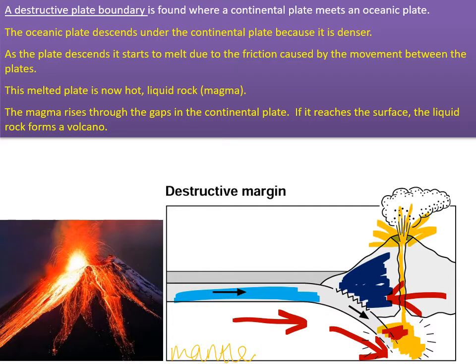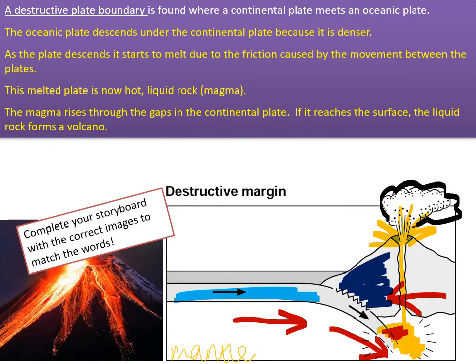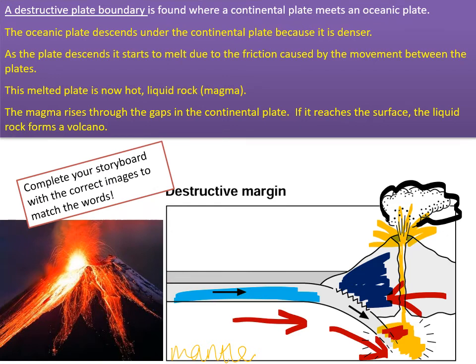We often get a lot of smoke and ash and dust coming out here as well, because it's quite an explosive eruption, because those two plates are pushing towards each other. So I'd like you to pause the tape now and complete your storyboard with the correct pictures to match the words about what's going on. You can draw that little diagram, and you can use the information up here on the slide to help you. Pause it now and complete your destructive plate boundary section.